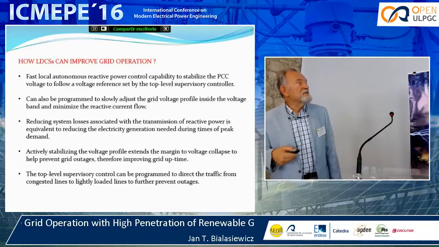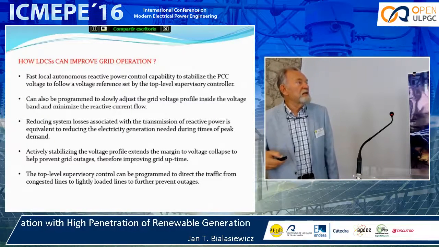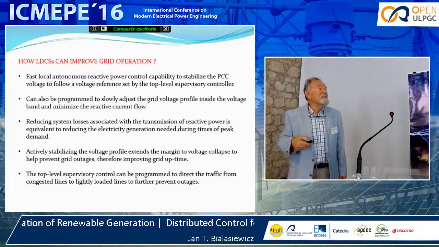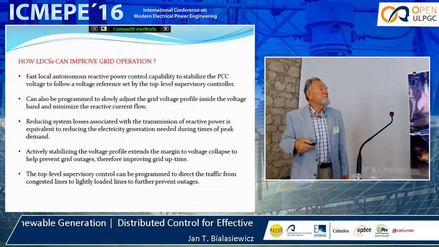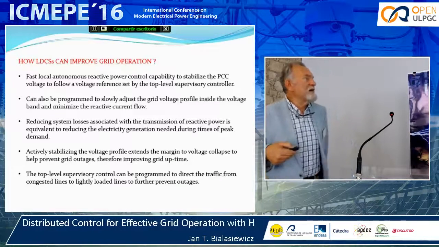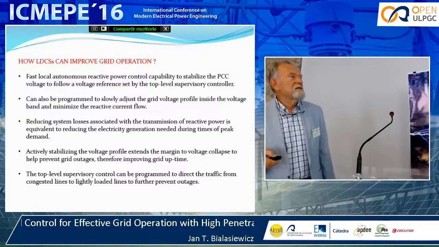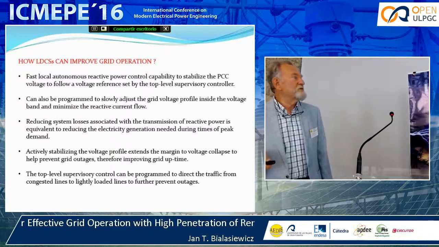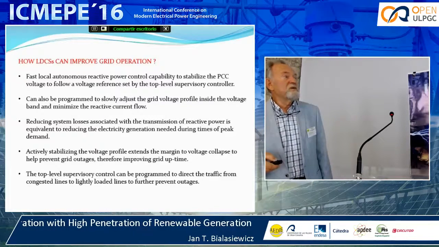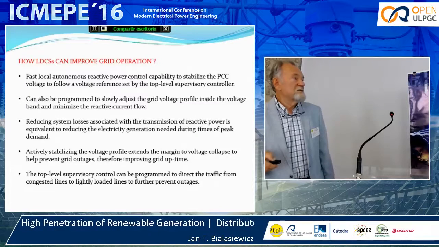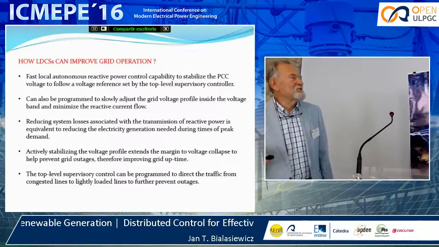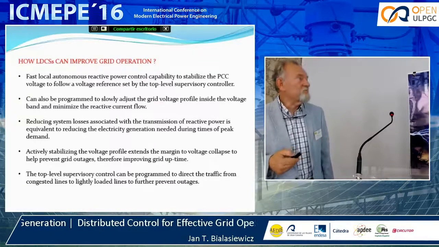Reducing system losses associated with the transmission of reactive power is equivalent to reducing the electricity generation needed during times of peak demand. Actively stabilizing the voltage profile extends the margin to voltage collapse to help prevent grid outages, therefore improving grid uptime. So the better access of energy from renewable energy sources.